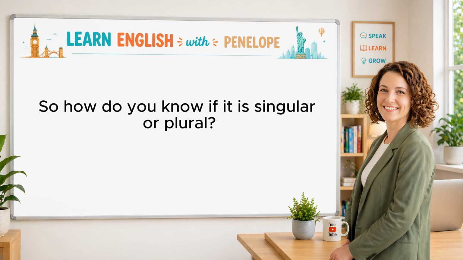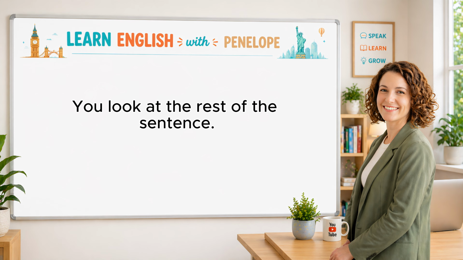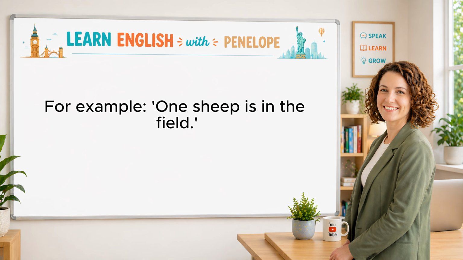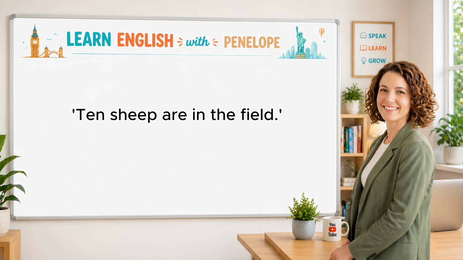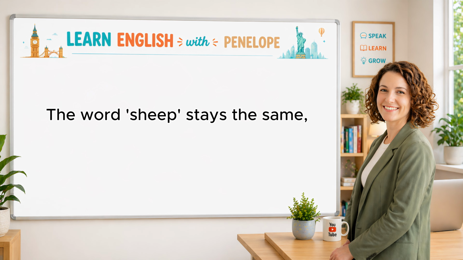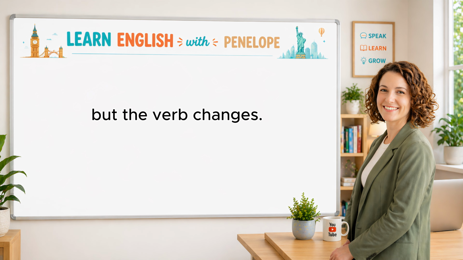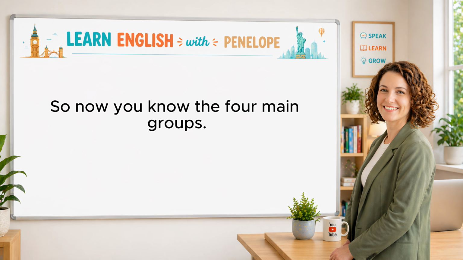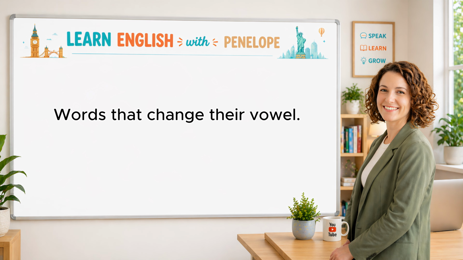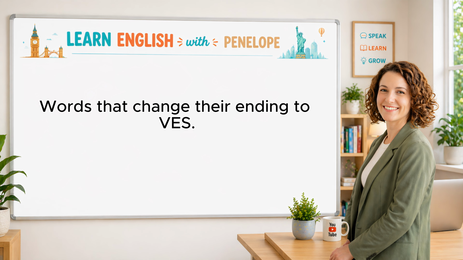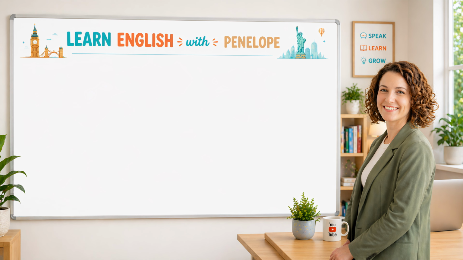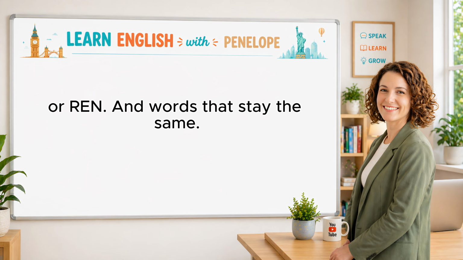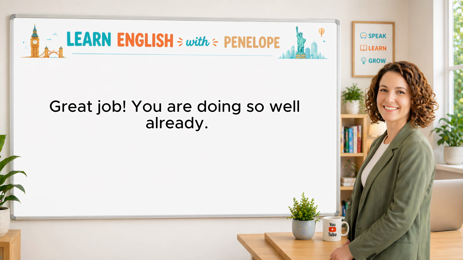So how do you know if it is singular or plural? You look at the rest of the sentence. For example, one sheep is in the field. Ten sheep are in the field. The word sheep stays the same, but the verb changes. So now you know the four main groups. Words that change their vowel, words that change their ending to ves, words that end in en or ren, and words that stay the same. Great job. You are doing so well already.